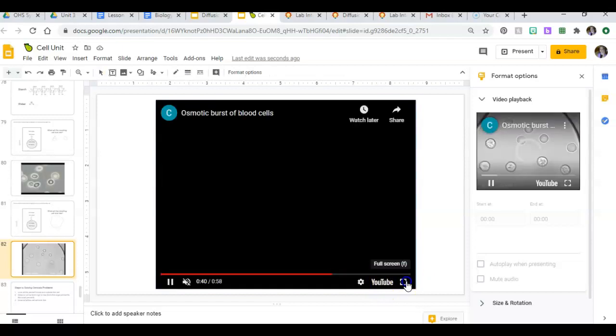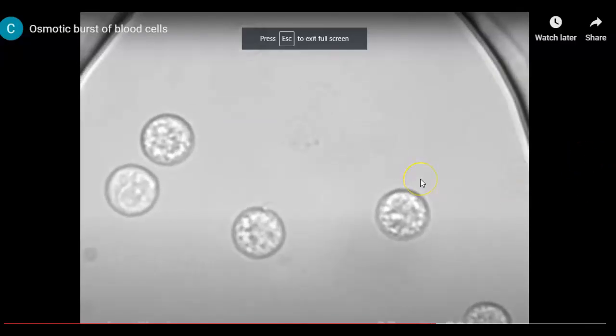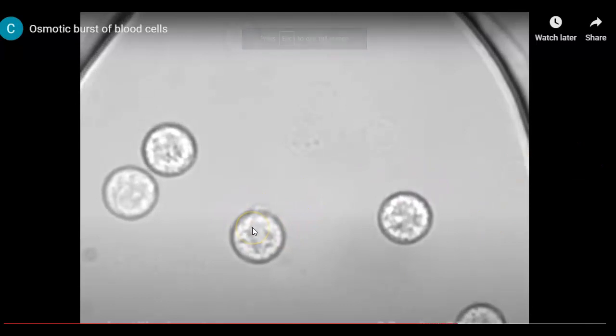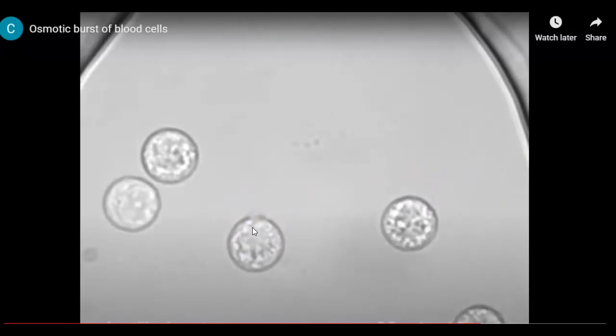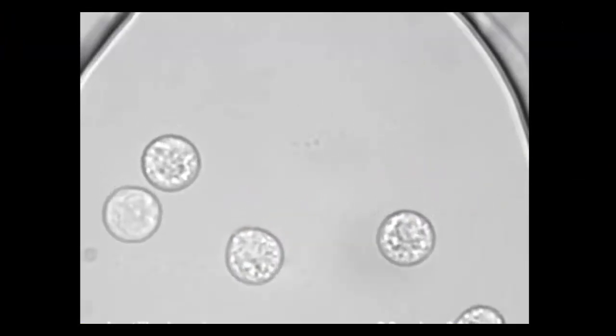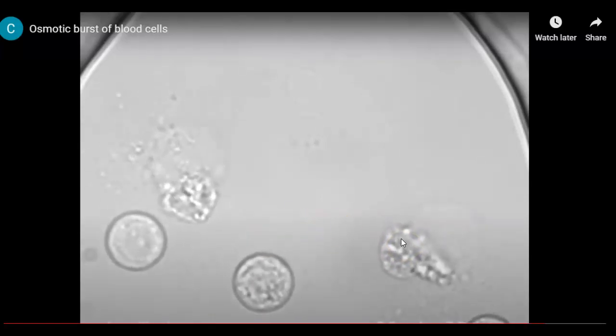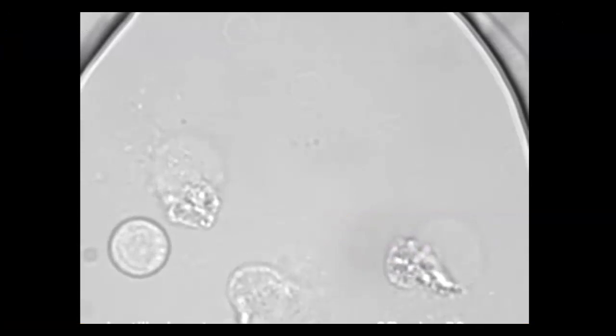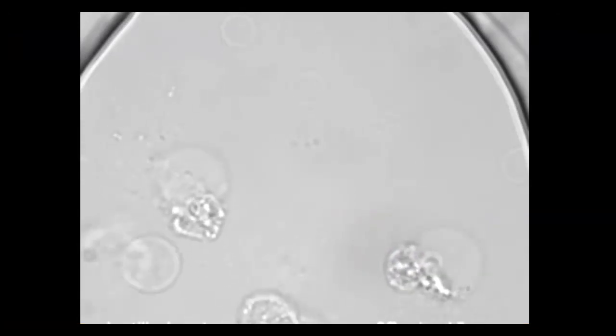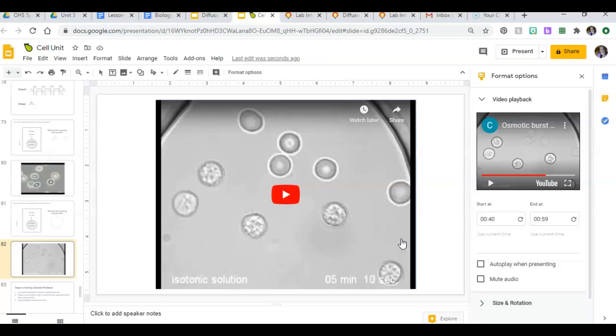Let's take a look. So we've got some cells here, and I want you to pay attention. They're getting a little bigger. It's kind of hard to see, but what you're going to see in a second will tell you. Look at what happened. They burst open. So cells actually, if they absorb too much water, they will actually burst open, okay?